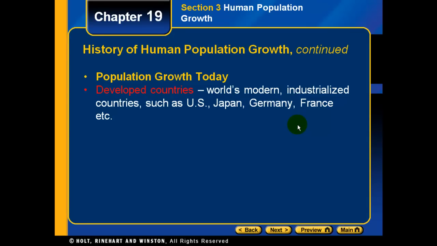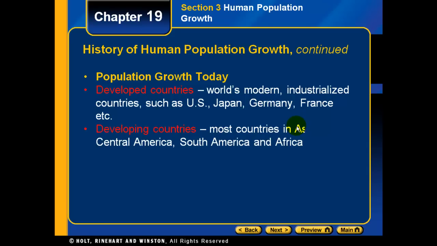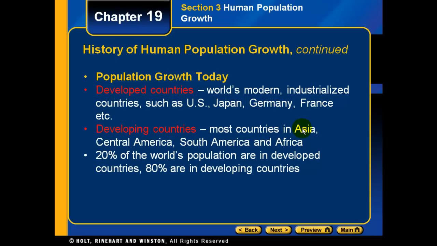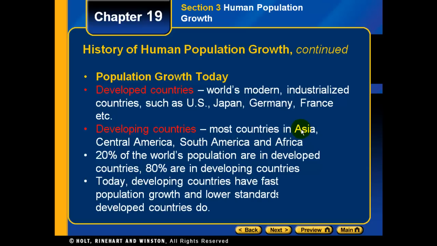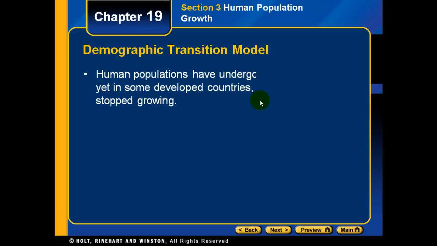Population growth today: developed countries are the world's modern industrialized countries such as the United States, Japan, Germany, and France. Developing countries are most countries in Asia, Central America, South America, and Africa. 20% of the world's population is in developed countries, and 80% is in developing countries. Today, developing countries have faster human population growth and lower standards of living than developed countries do.